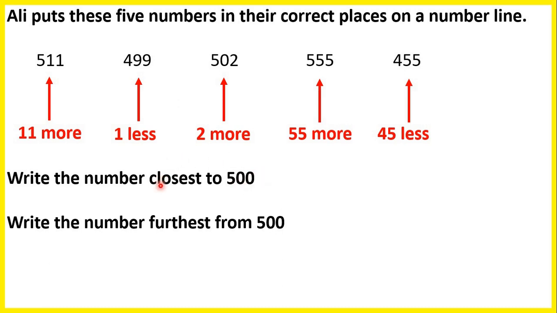So the number closest will be the number with the smallest difference. So that's 499, because that only has a difference of 1. And the number furthest will be the number with the largest difference. So that's 555, because that has a difference of 55.